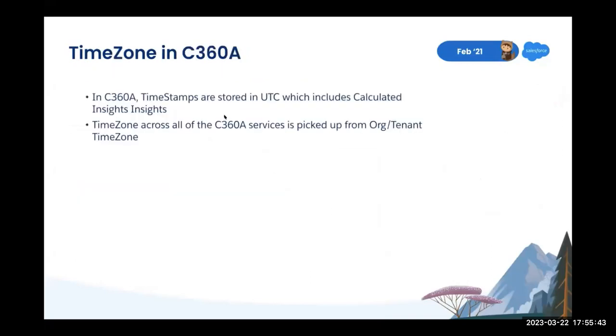Another thing with respect to time is time zone, and it's a little bit more than just a calculated insight topic. But just to reiterate, all the timestamps in your data, including in calculated insight, are stored as UTC. And the time zone across all of the C360 audiences services, including calculated insight, is picked up from your org tenant time zone. There is no other way to configure them. So these are important things to understand.